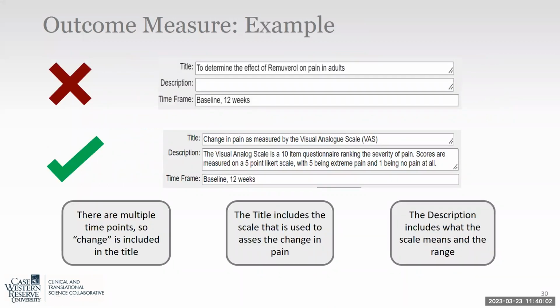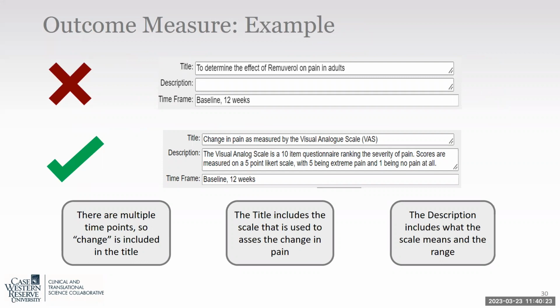So next we're going to talk about some examples. We're going to talk about some good examples and some bad examples. The first example we have is to determine the effect of removerall on pain in adults. We have a time frame of baseline to 12 weeks. The title is not great because it's not in clear, concise terms.